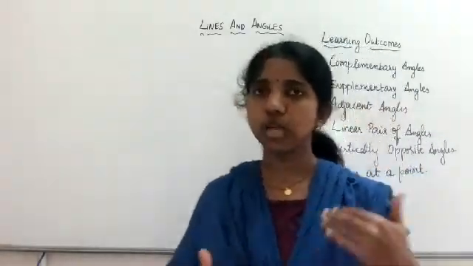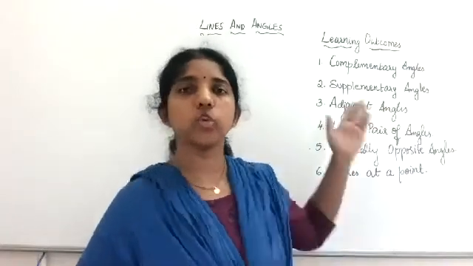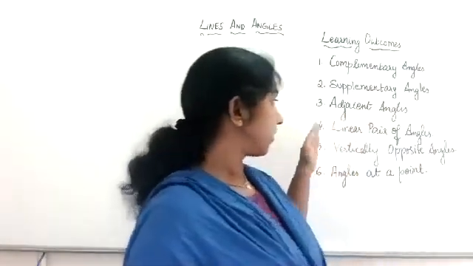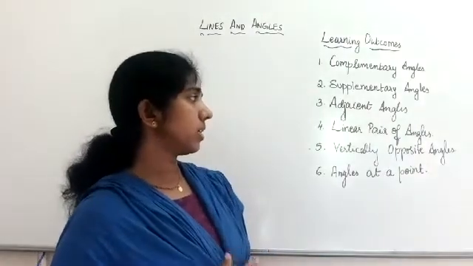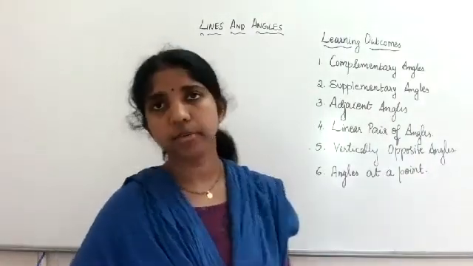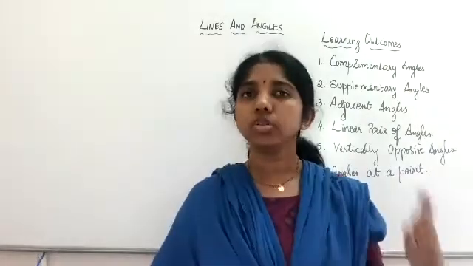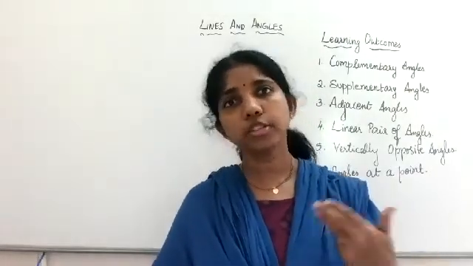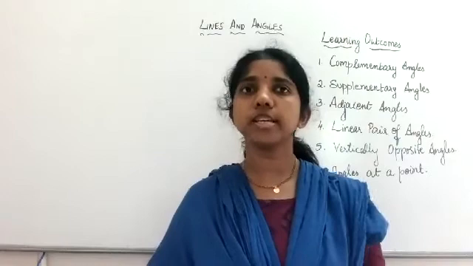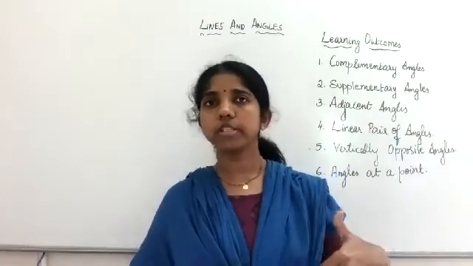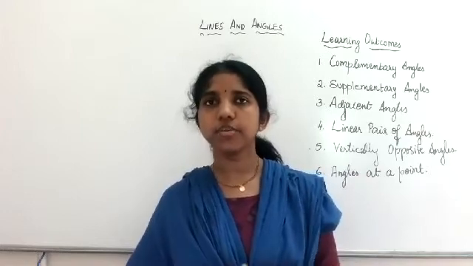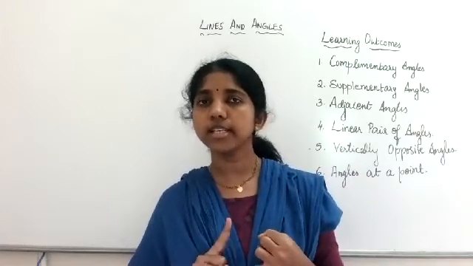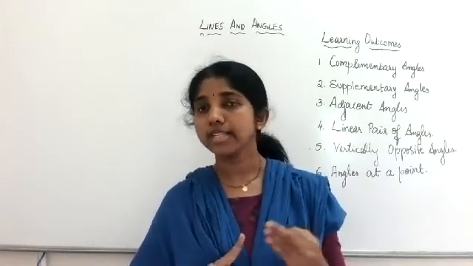So now in this session I am going to teach you the other three parts left from the previous section: what is linear pair of angles, what are vertically opposite angles, and what are angles at a point. So in this session we are going to learn about three more concepts. In the previous session we learned about complementary angles, supplementary angles and adjacent angles. In this section we are going to learn linear pair of angles, vertically opposite angles and angles at a point.